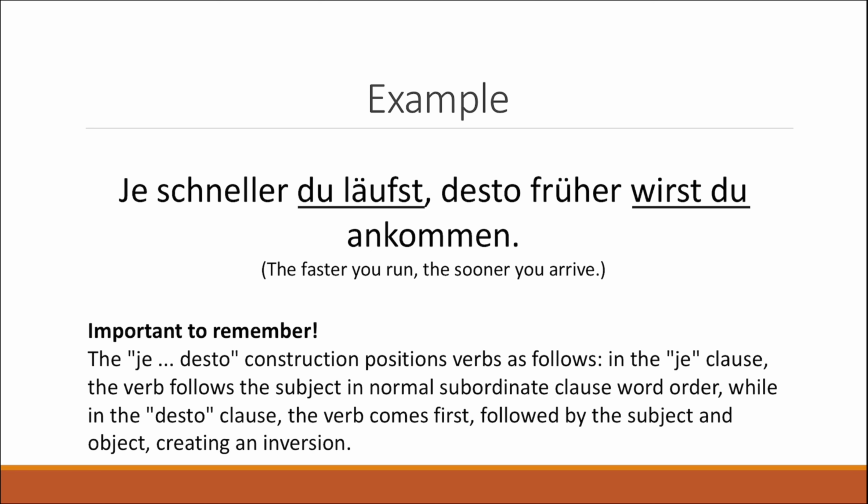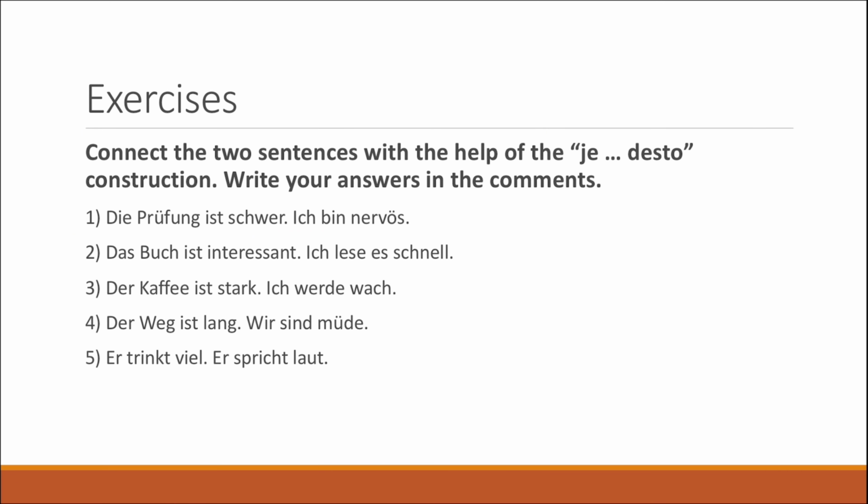The je desto construction positions verbs as follows. In the je clause, the verb follows the subject in normal subordinate clause word order. While in the desto clause, the verb comes first, followed by the subject, creating an inversion, and right at the end of a sentence you're going to get the main verb. So this is very important to remember, and also if you're trying to do this construction, in order to not make any mistakes. Now, if you don't have any questions about this topic, here are some exercises.